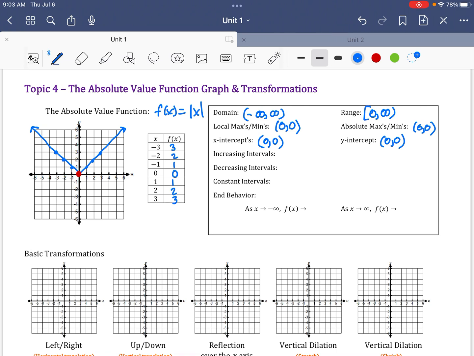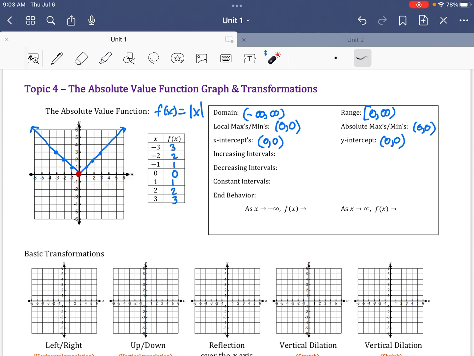Increasing intervals. Remember, an increasing interval is a positive slope area. So that would happen on the right side. You see how the slope is up 1 over 1? And that starts from 0 and it goes all the way to infinity. So this whole section of our graph is increasing, a positive slope.